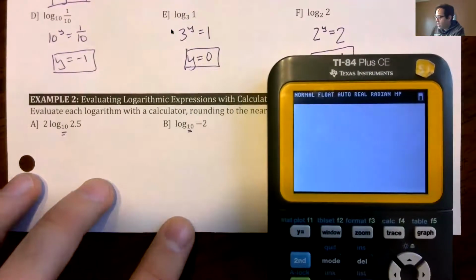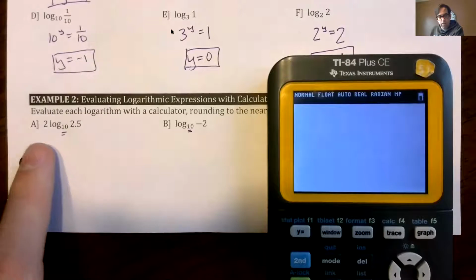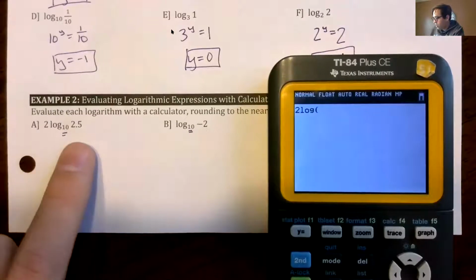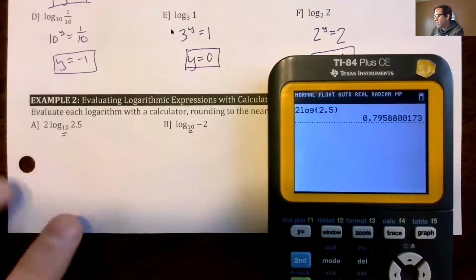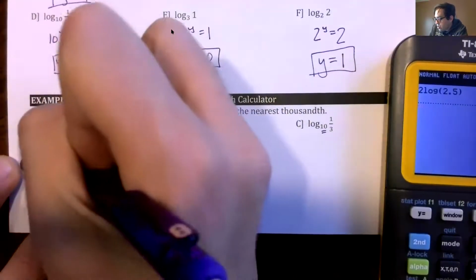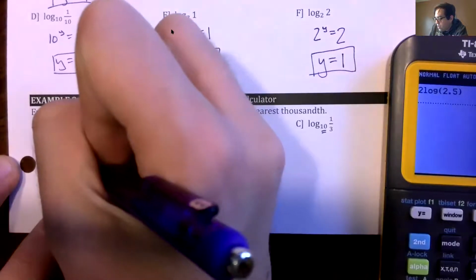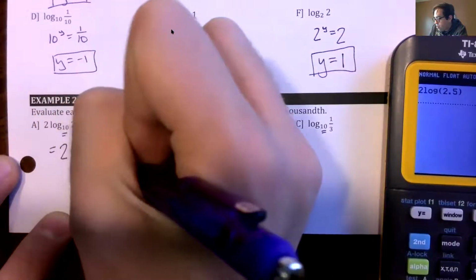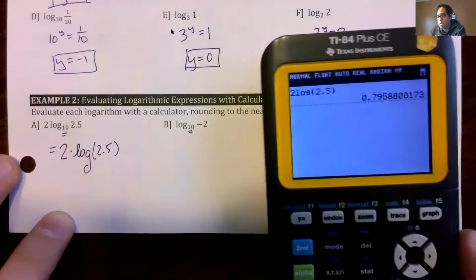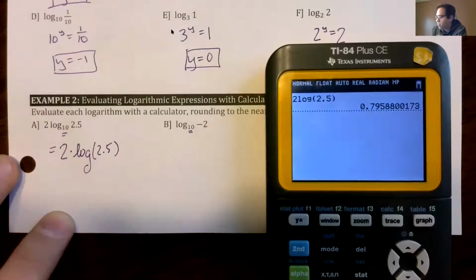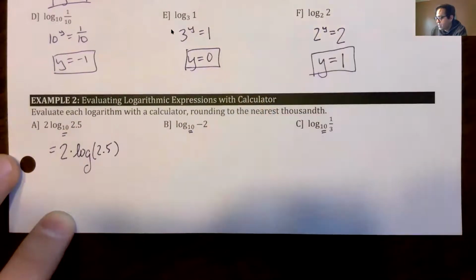If it just says log, and when I type it in, for the first one, I'm going to do 2 log of 2.5. If there is no base, the default base is 10. So even if we didn't write 10 here, it would mean the same thing. So I could write that this equals 2 times log of 2.5. And that's the same thing as log base 10. You don't have to write the base 10. If it's any other base, you have to write it. But here I'm going to round this to 3 decimal places, so it's going to be 0.796.